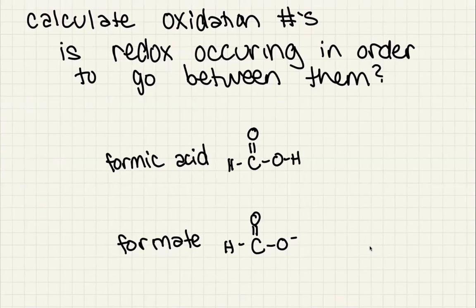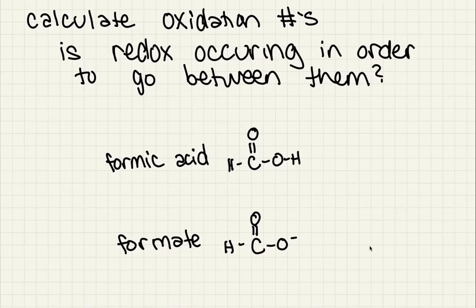And now let's look at another type of problem, or it's the same type of problem, but it's something that comes up often in biochemistry, and I don't want you to get confused about it. I want you to have an intuitive sense of it. So I want you to calculate the oxidation numbers for these two molecules, formic acid and formate. Well, we already did formic acid, but it's always good to do it again. And now let's also do formate, the deprotonated state of the formic acid. I want you to figure out the oxidation numbers, this time for all of the atoms. And then tell me, is redox occurring in order to go between these? So why don't you pause the video and try this out?